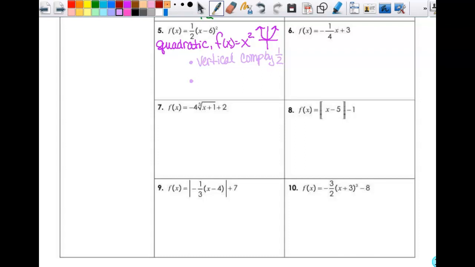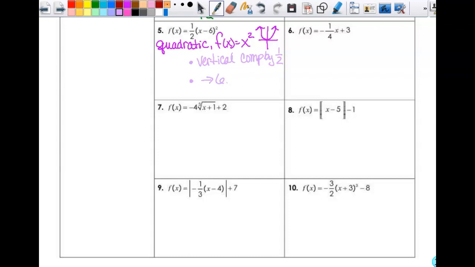That 6 is on the inside of that operation, which means it affects x. It's being added or subtracted, which means it's a translation, left, right, or up or down. If it affects x, it has to be horizontal. And since it's x minus 6, which direction do I go? To the right. Go to the right, 6. Okay. Everybody good with that?